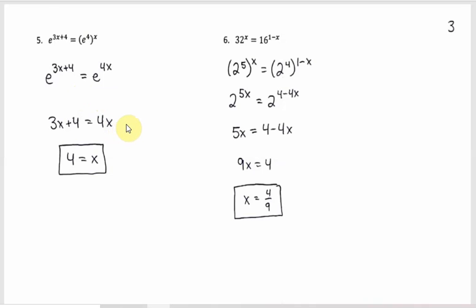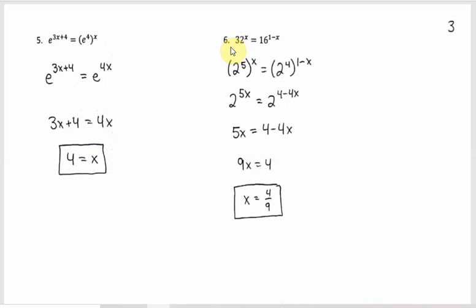So 3x plus 4 must be equal to 4x, which would then mean that if you subtract 3x from both sides, 4 would have to be equal to x. All right, so that one's just there because it throws in e, which makes it a little bit different, right? It feels a little bit less concrete if you're not used to using e, but e is just a number.